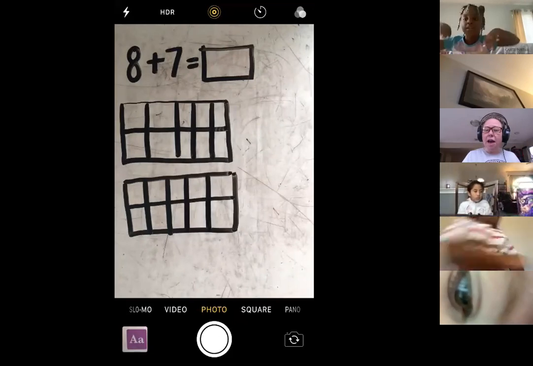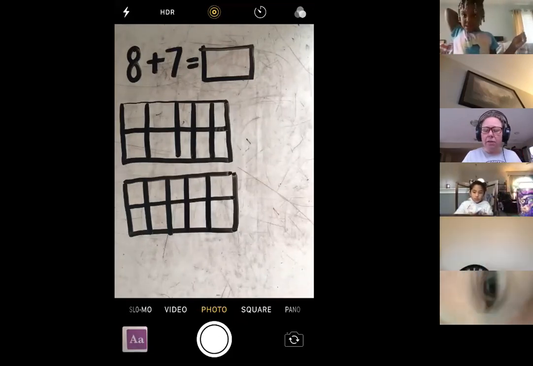Yes, Nix. Good job. Check your 5, Nix. You've got it written backwards. See if you can write it the other way, okay?